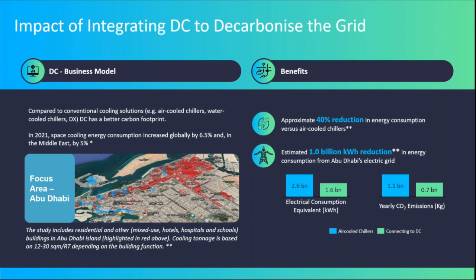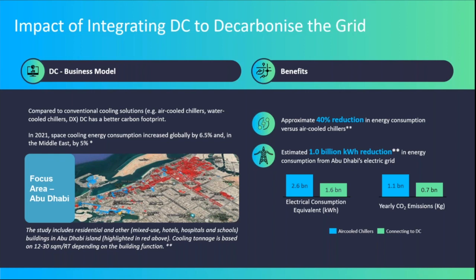And we consider that the increasing demand every year is substantial. Space cooling demand every year increases between 5 and 10%. So we have done a study including different kinds of buildings, mixed-use, hotels, schools, hospitals, offices, etc., including also residential. And with simple assumptions on the unit load per building, we arrived at the conclusion that we can reduce the energy consumption by 40% simply by implementing district cooling in all this area, with more than 1 billion kilowatt-hour reduction.